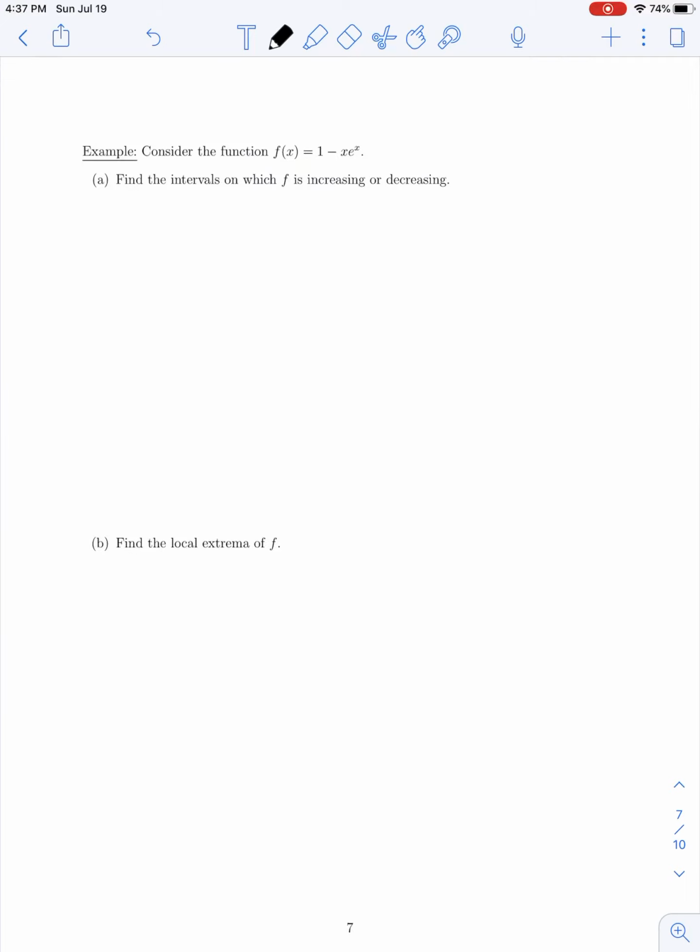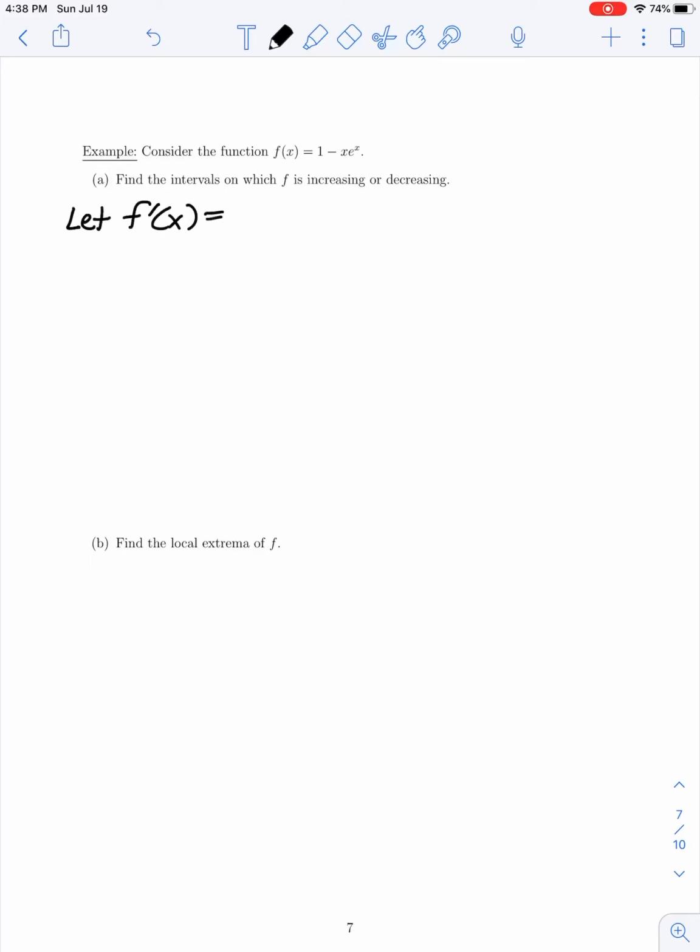So let's look at some other ones. In this next example, we have the same sort of problem, but working with a different function. Here, f of x is 1 minus x times e to the x. And in part A, we're asked to determine where this function is increasing or decreasing. So again, we start by finding the derivative of this function, f prime of x.